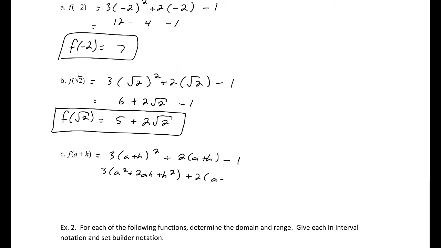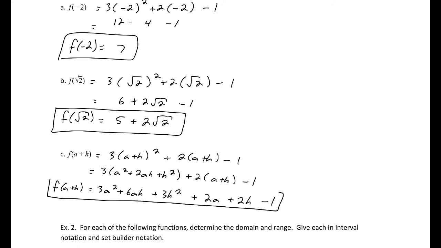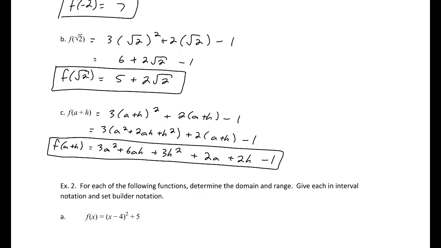I'm going to go ahead and leave the rest of that be. All right, well, that would be 3a squared plus 6ah plus 3h squared plus 2a plus 2h minus 1. Being that we cannot combine any of those together, that is our answer. Now, in our section on limits, and specifically Chapter 3, finding derivatives, some of these things will cancel out. So that's why I say we will use this, but things will simplify quite a bit.